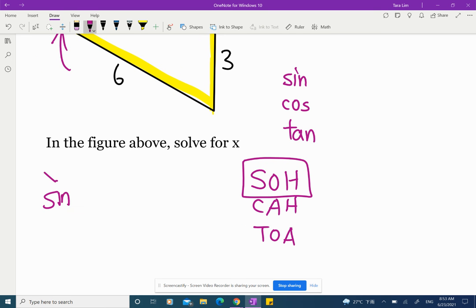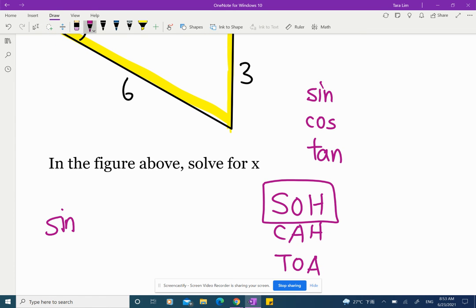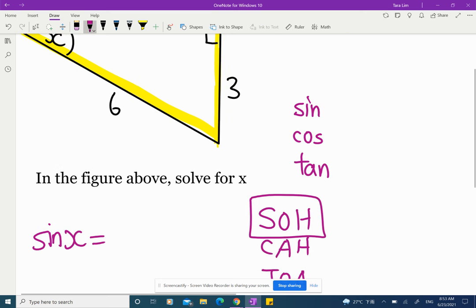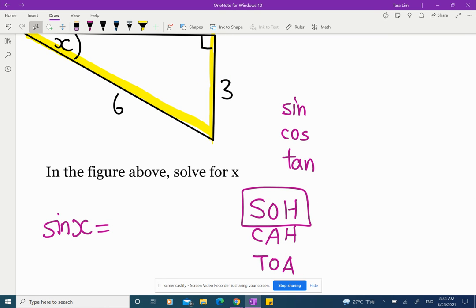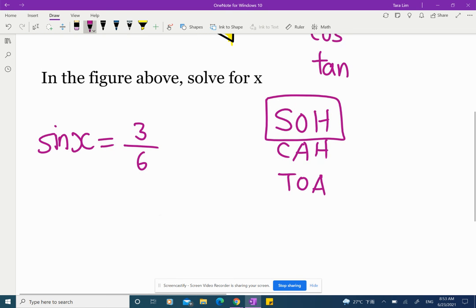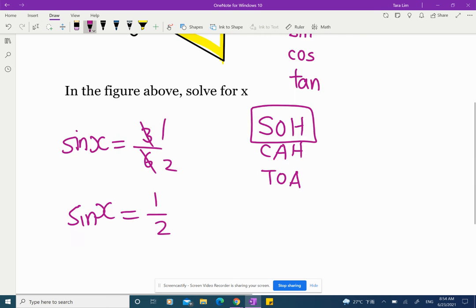So sine, usually we would do sine and then the angle. But this time we don't know what the angle is. We must find what the angle is. So we write sine x is equal to, normally, O over H. O is opposite, which is 3, over H, which is the hypotenuse, which is 6. So 3 over 6 is sine x. Let's simplify it. If we simplify it, it will give us 1 over 2. Now we must solve for x alone.